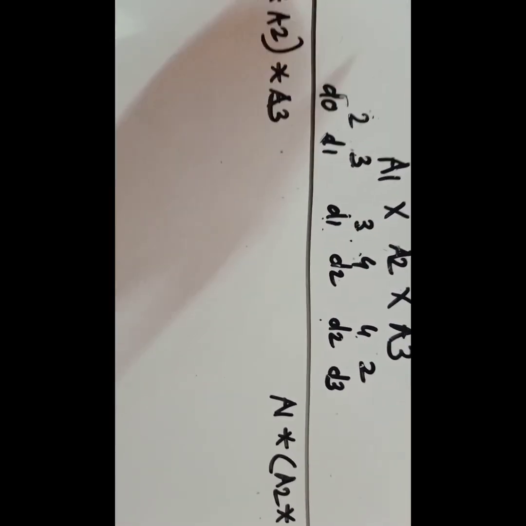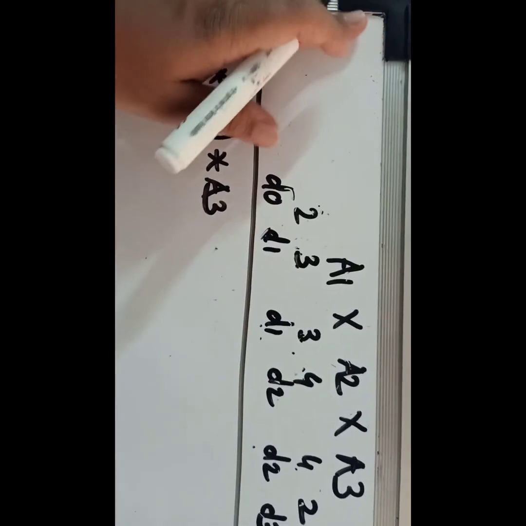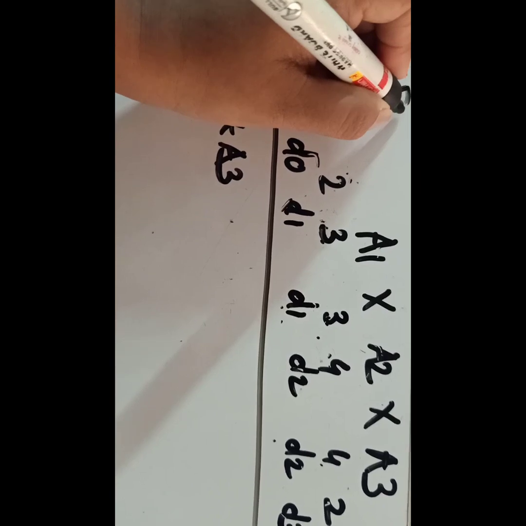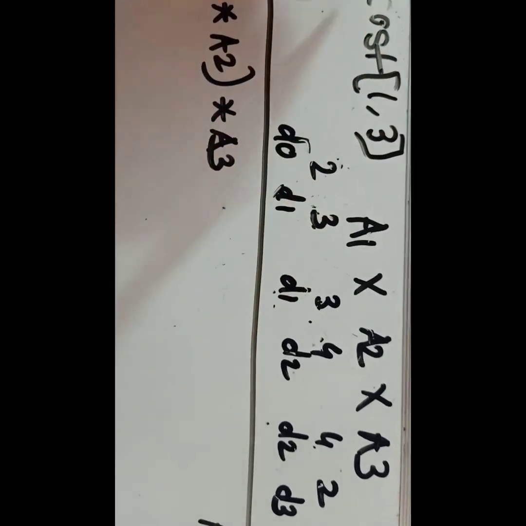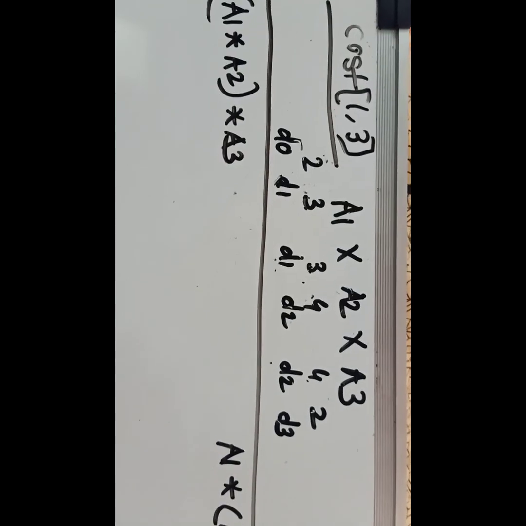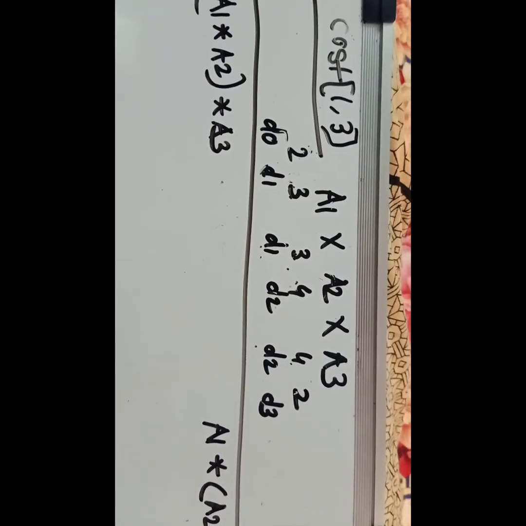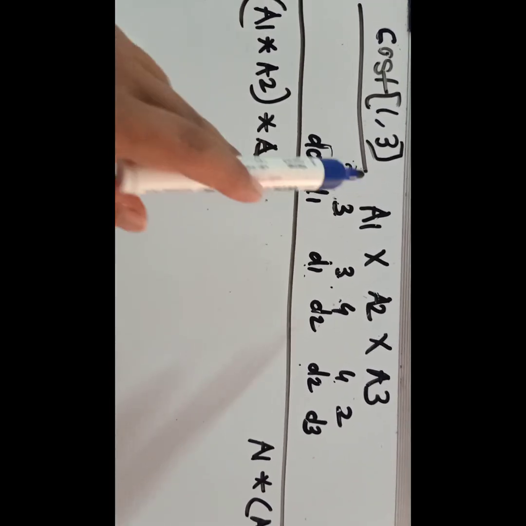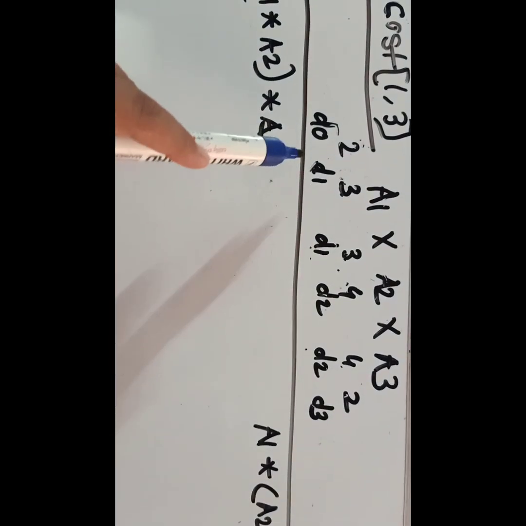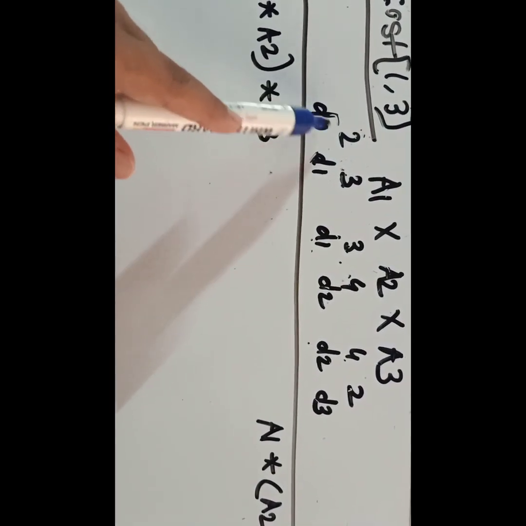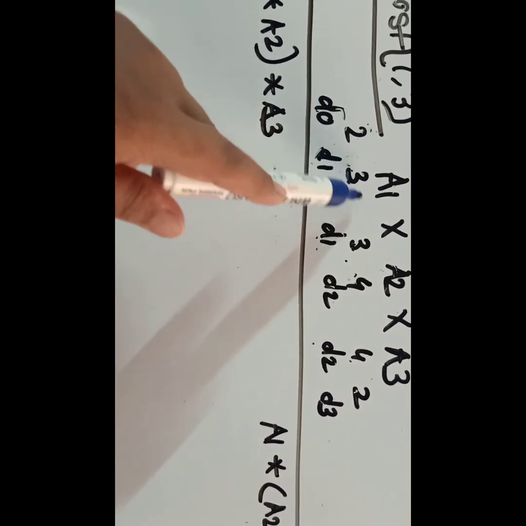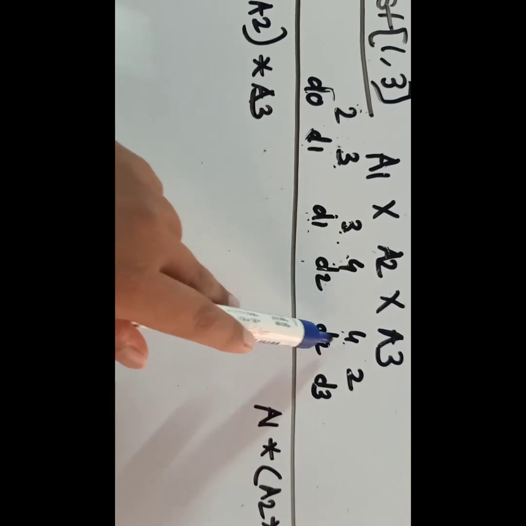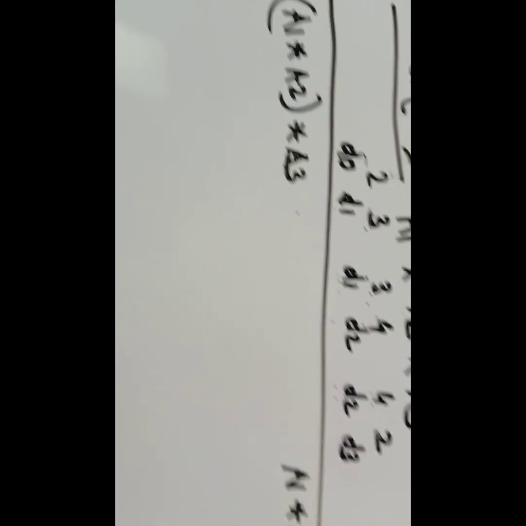So what I will do, I will use cost of 1, 3 for mentioning the cost of multiplication of three matrices 1, 2 and 3. And whatever the dimensions were there, we have labeled it. Like 2, it is labeled D0, 3 it is labeled D1. Now as this 3 is common, this 3 will be again D1, 4 it will be D2, again this 4 is common, so it will be D2, and this 2 it will be D3.